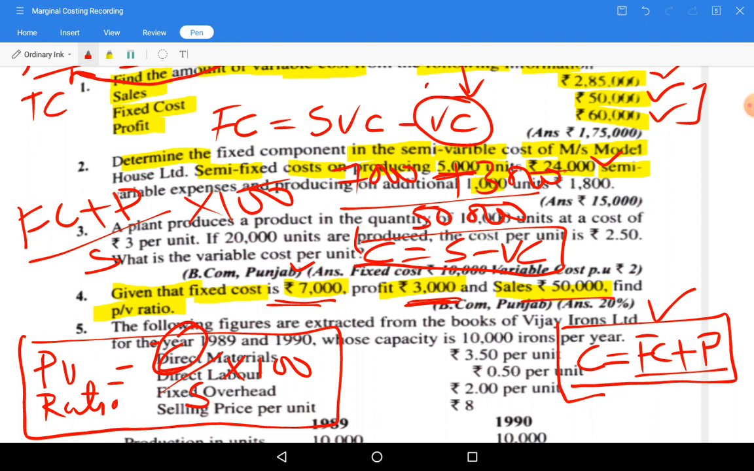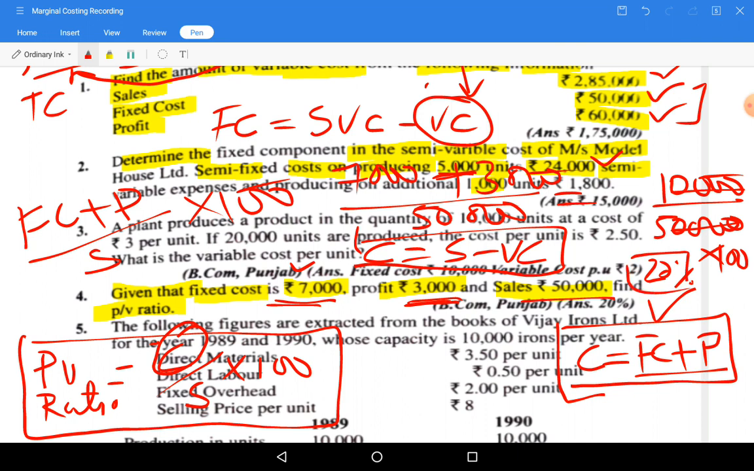So 7,000 plus 3,000 will be 10,000. This 10,000 divided by 50,000, and don't forget into 100. Into 100 you will get it as a percentage, that will be 20% as your answer. Zeros cancel. 1 by 5 means 0.2. 0.2 into 100, you will get 20% as your answer. So here also you see question number 4 answer.